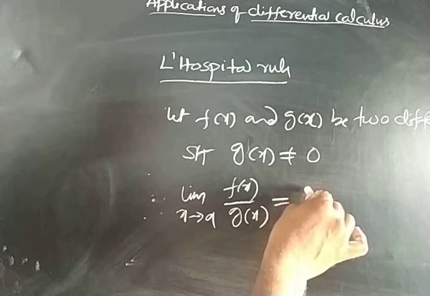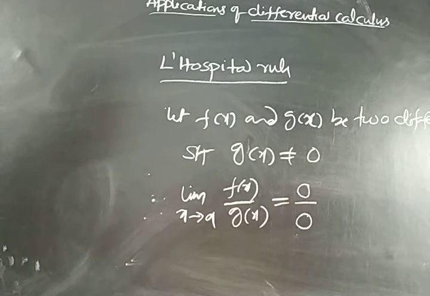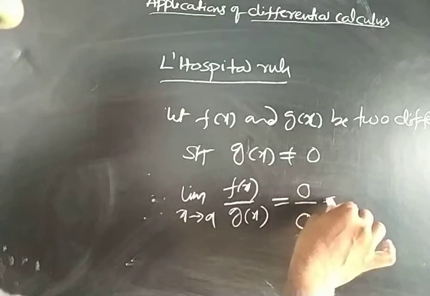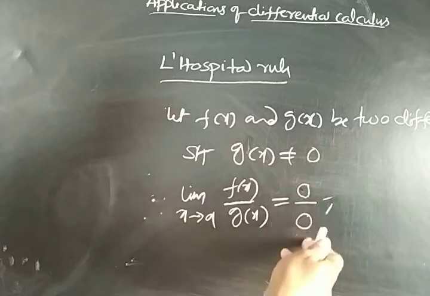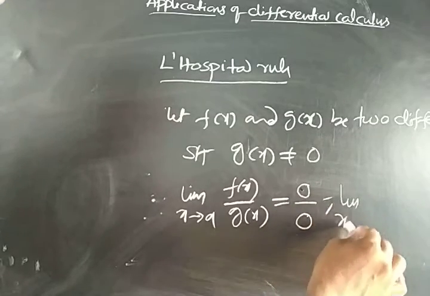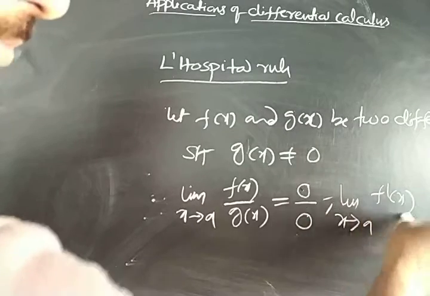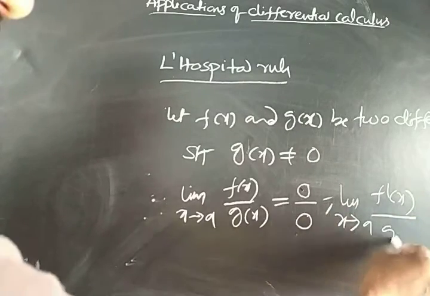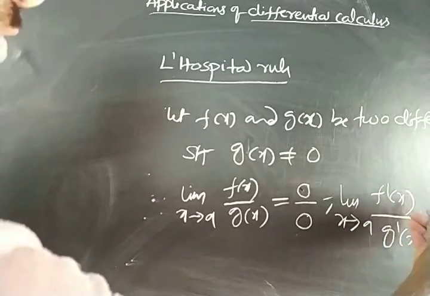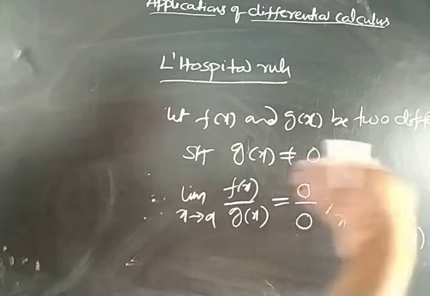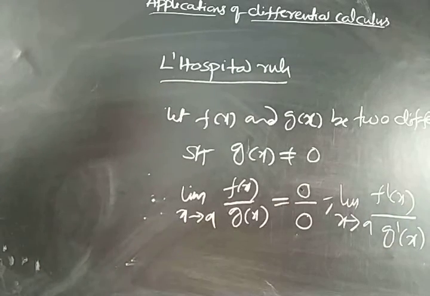At that situation, if you get 0 by 0 form, the limit cannot be determined directly. To reduce this problem, we have to use L'Hospital rule. What is the use of L'Hospital rule? If you get this form, then again you take the same limit as x tends to a, differentiate the numerator separately and differentiate the denominator separately. Again you substitute the value. If you get a constant value, you can consider that as the limit of this function. Understand what I am saying?